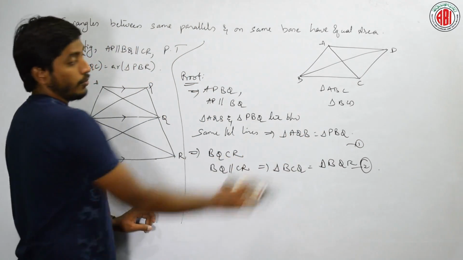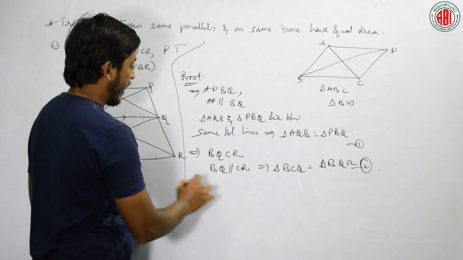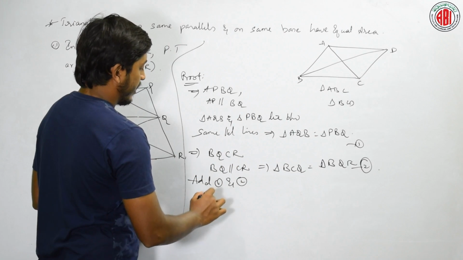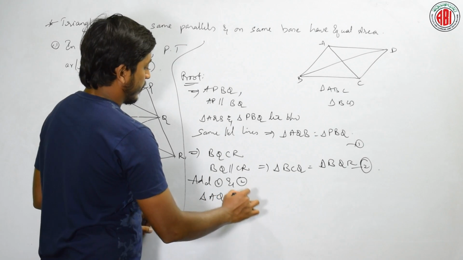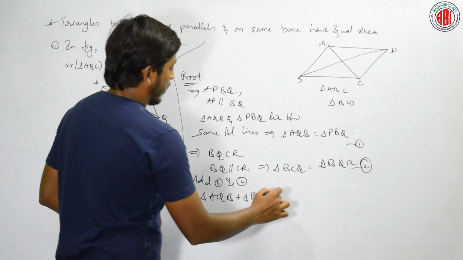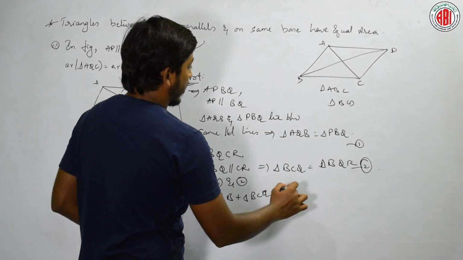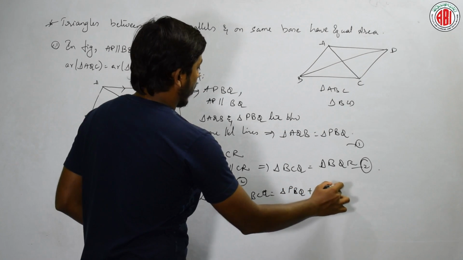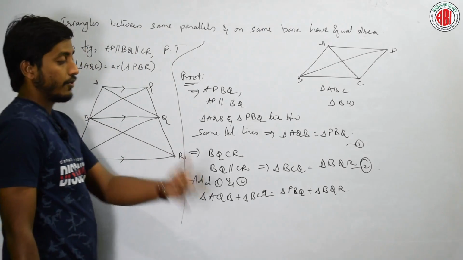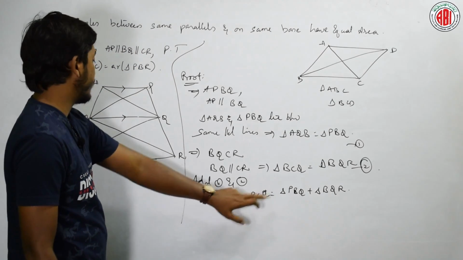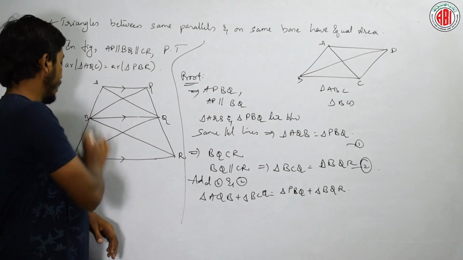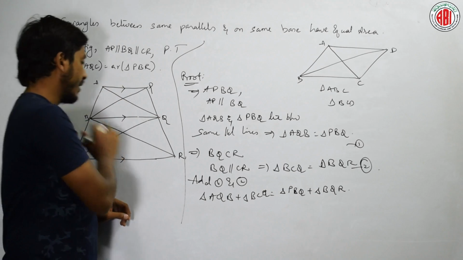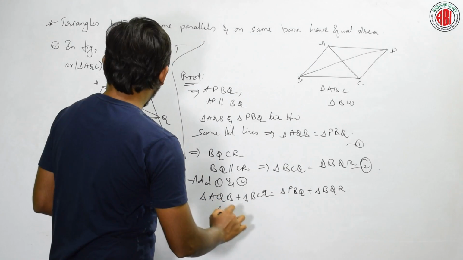Now, let us add these both, okay. Add 1 and 2. What do we get? Triangle AQB plus triangle BCQ is equal to triangle PBQ plus triangle BQR. Clear? Now, just check it here, AQB plus BCQ, what is this? This is nothing but the whole triangle, that is triangle ACQ.